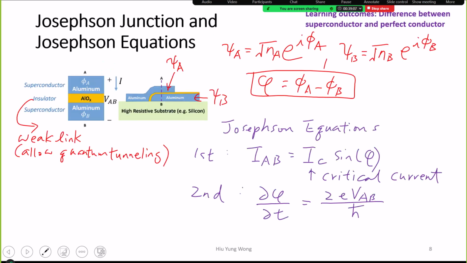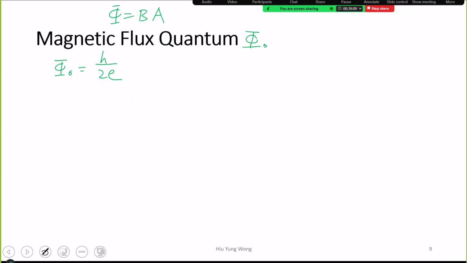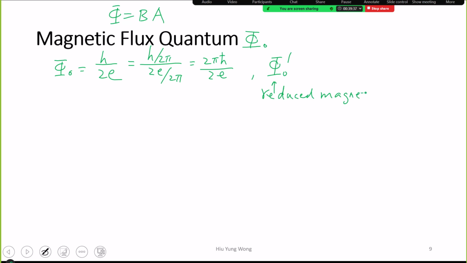That's the first thing. And of course, I can divide the top by 2 pi and divide the bottom by 2 pi. Then this gives me h bar divided by 2e. Then I define another quantity, phi naught dash. This one I call the reduced magnetic flux quantum.